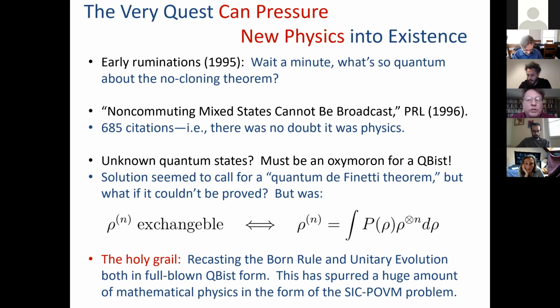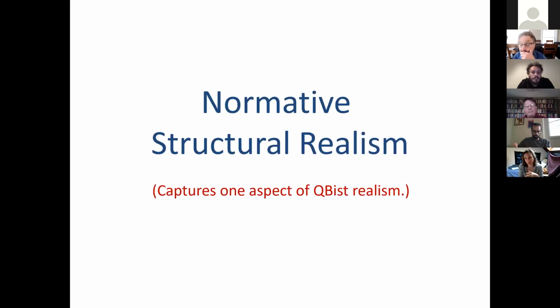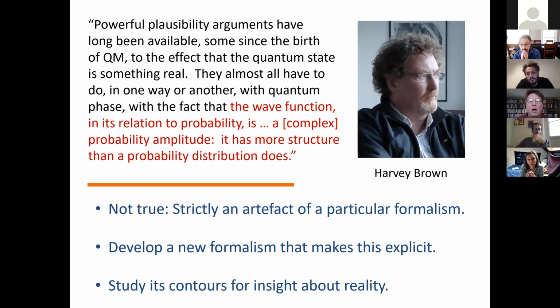It's a 20-year-old question now, and it's still not solved. But what I want to show you is that if it could be solved, it would teach us something about physics, and it would teach us something about where to proceed toward an ontology that underlies this Bayesian way of thinking of quantum probabilities. That point of view, I'm going to float the term today, is something I'll call normative structural realism, and it captures one aspect of the realism that Cubism is aiming for. It'll also help us give a response to Harvey Brown.